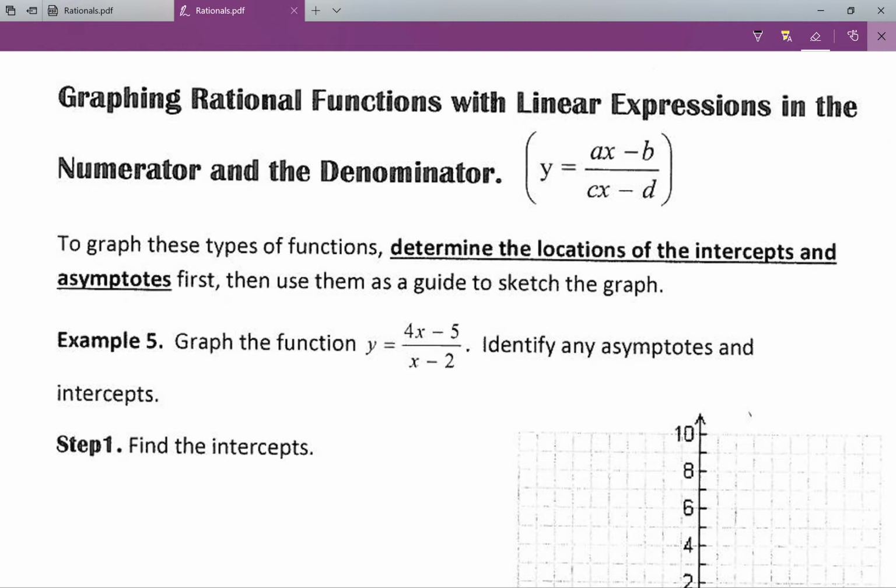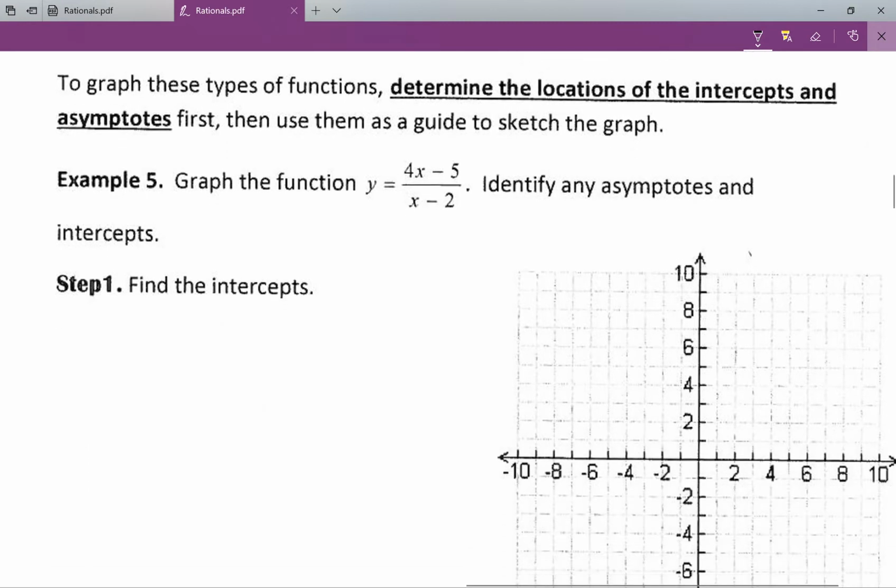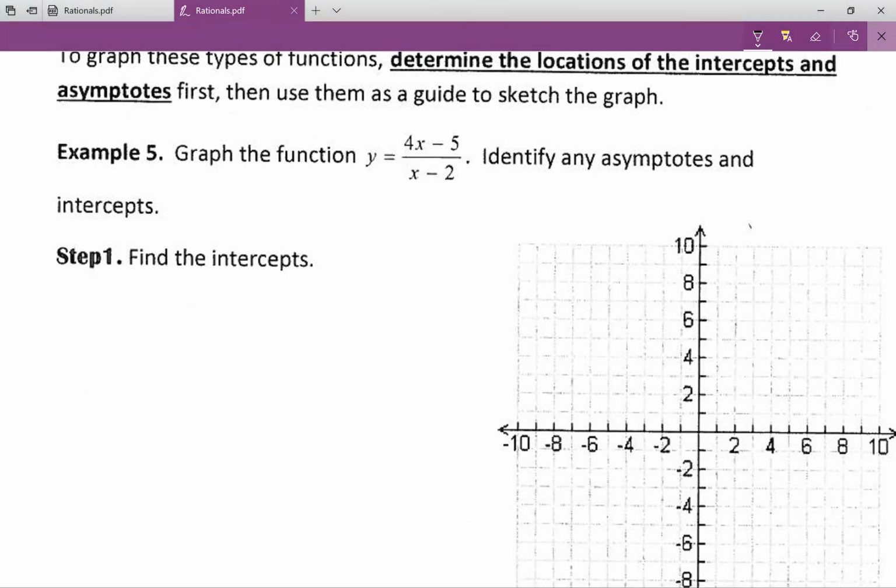So graph the function y equals (4x minus 5) all over (x minus 2). Identify any asymptotes and intercepts. So the first thing that we're going to do is find out what the x and y intercepts are. If you remember from way back when, my x-intercepts occur when y equals 0, and my y-intercepts occur when x equals 0. So we start off with our function y equals (4x minus 5) all over (x minus 2).